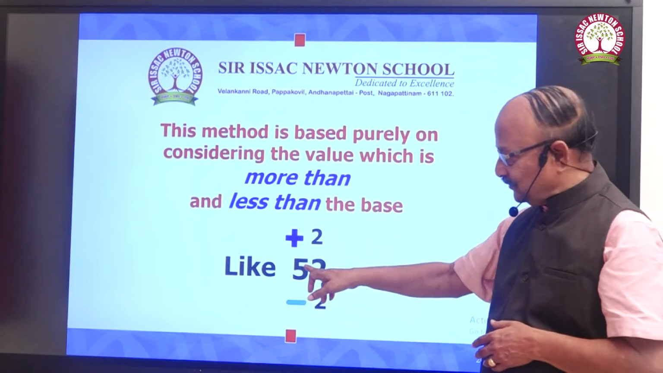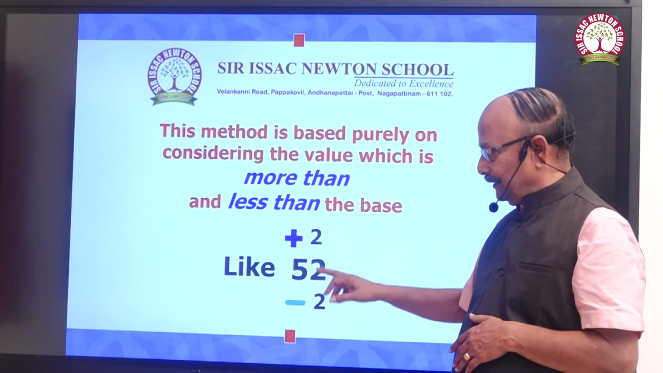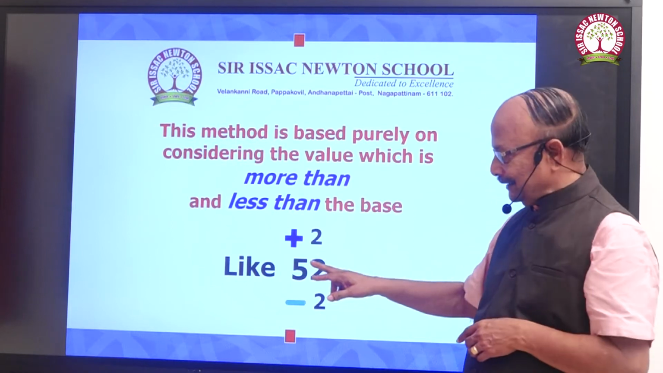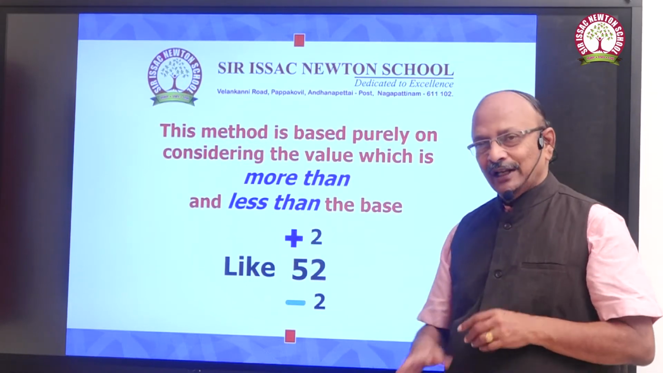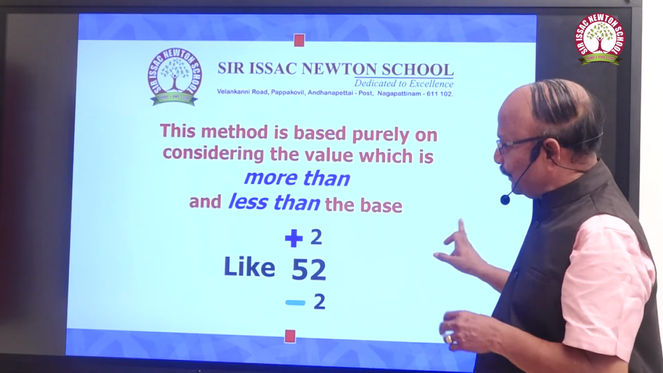So 52 is 5 times the base, but still the number differs by 2. You have to take both, plus 2 and minus 2. Let us resolve this squaring of 52 in the simplest way.